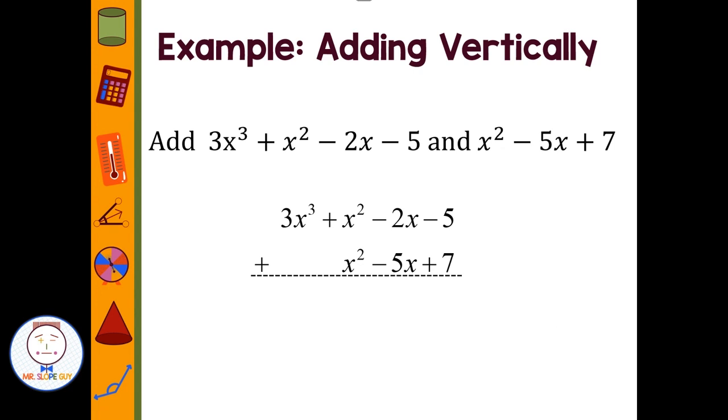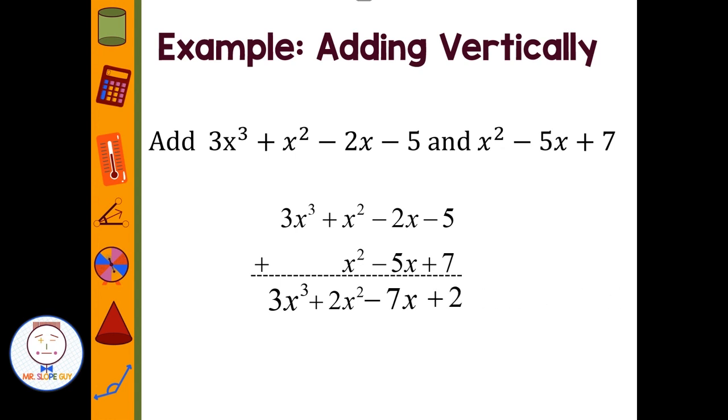the third plus nothing, 3x to the third. 1x squared plus 1x squared is 2x squared. Negative 2x plus negative 5x is negative 7x. And a negative 5 plus a positive 7 is positive 2.